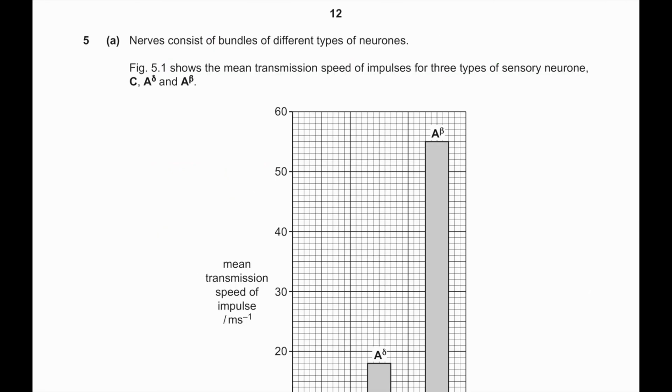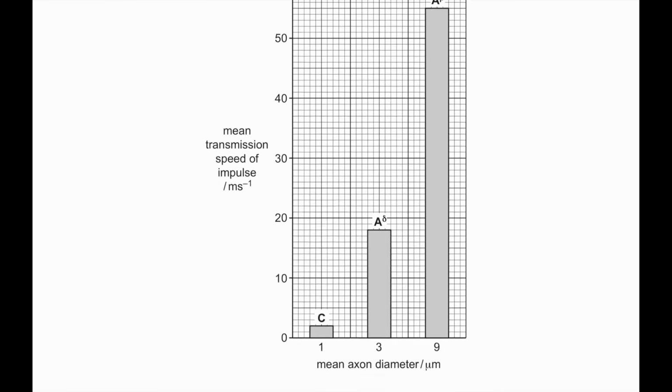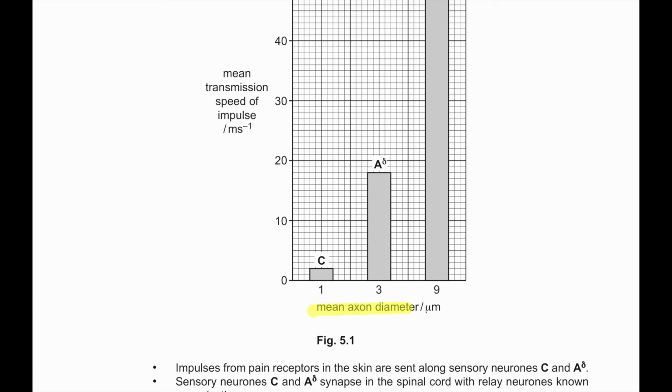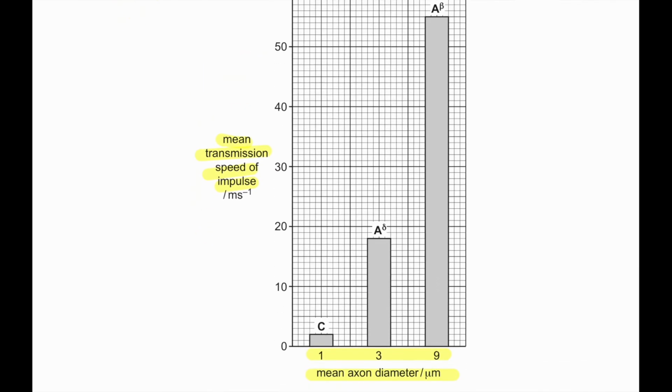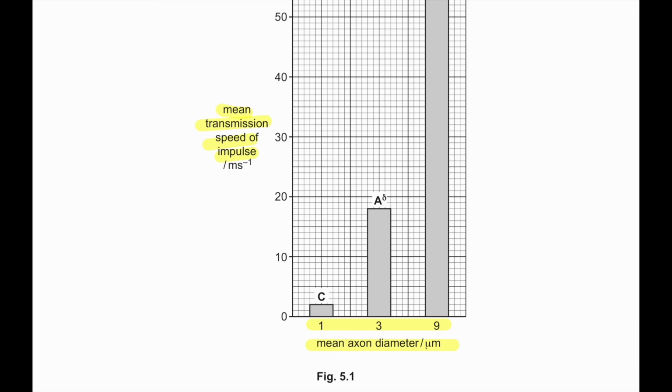Question number 5. A nerve consists of bundles of different types of neurons. Figure 5.1 shows the mean transmission speed of impulses for three types of sensory neuron: C, A delta, and A beta. So we can see mean axon diameter and the mean transmission speed of impulses. As the axon diameter increases, the transmission speed of impulse increases.